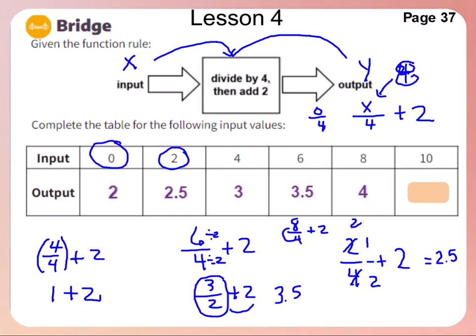Okay, and then the last one, we're going to substitute in 10 for x. So 10 over 4. Let's go ahead and divide 10 by 2 and get 5, and 4 by 2 and get 2. So 5 over 2, 5 divided by 2 is 2.5. We're going to add 2 to that because that's what the rule said. 2.5 plus 2 gives us 4.5. All right, input is x. Your output, or your answer, is y.